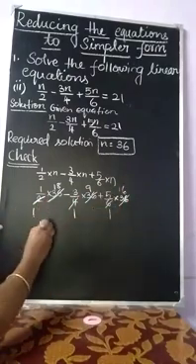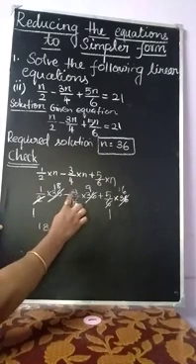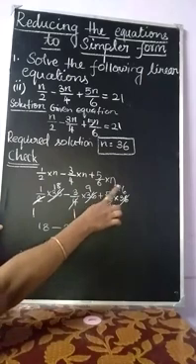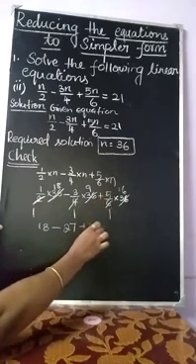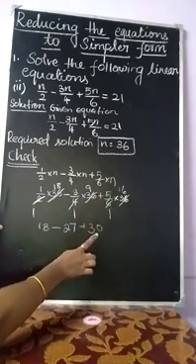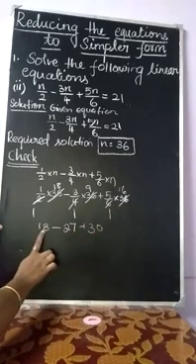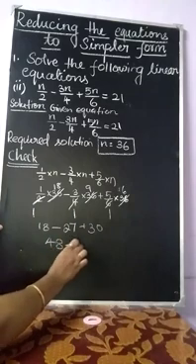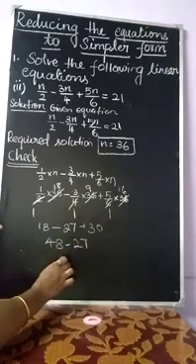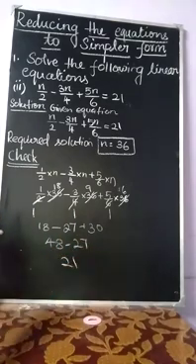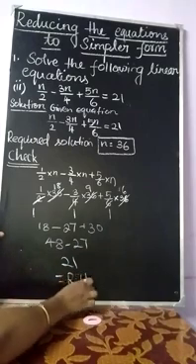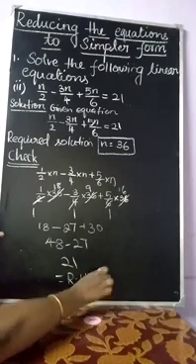Now 1 into 18, 18, minus 3 into 9, 27, 5 into 6, 30. Now we have to add the values. 30 plus 18, 48. 48 minus 27, the answer is 21. What is our RHS value? 21. So it is equal to RHS. So our solution is correct.